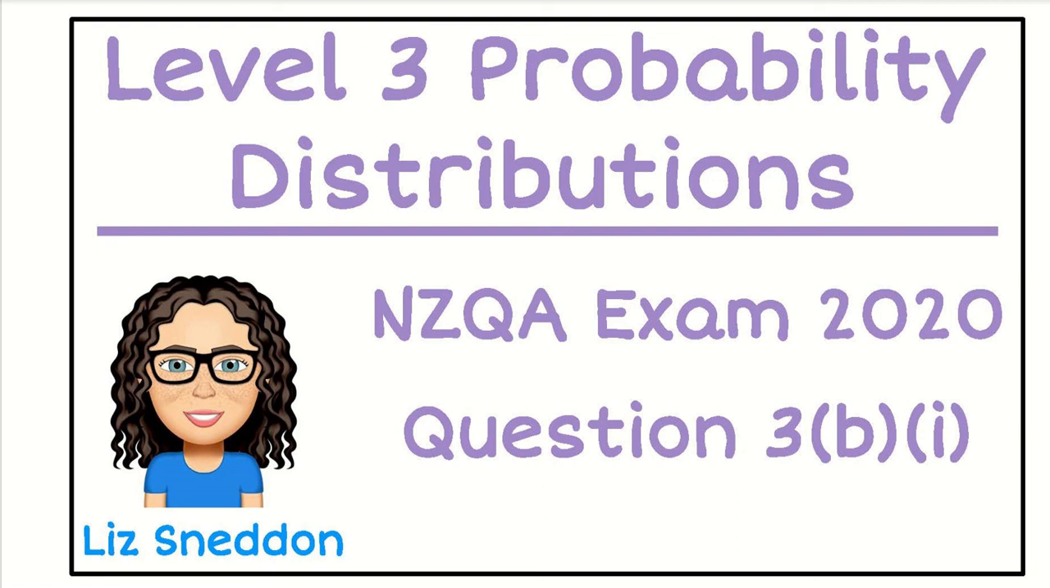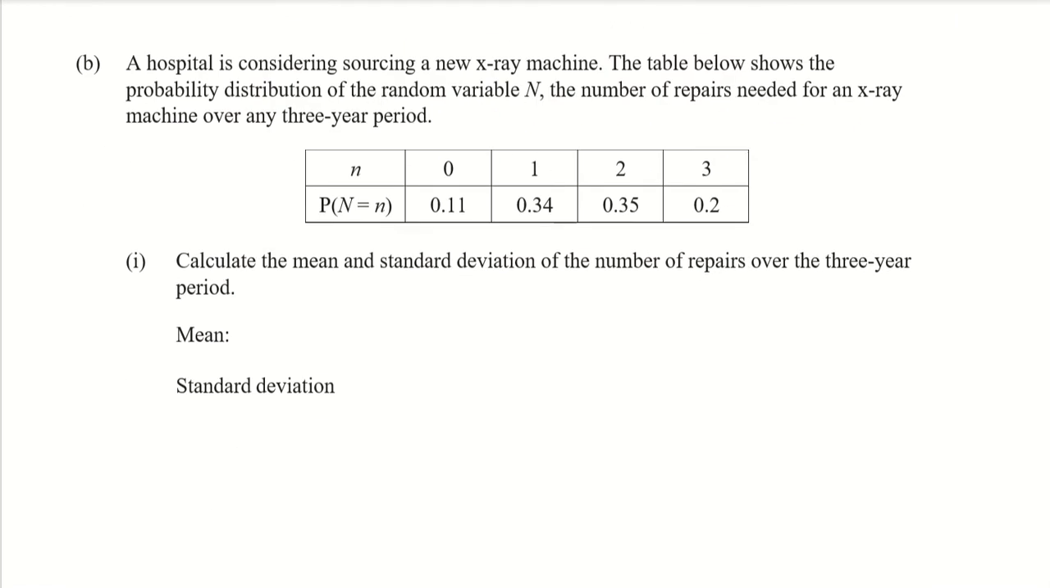Let's have a look at the answer to question 3b, part 1. So here is our information. We have been told that we have a random variable n, which is the number of repairs needed for an X-ray machine over this 3-year period. And we need to find the mean and standard deviation for the number of repairs.